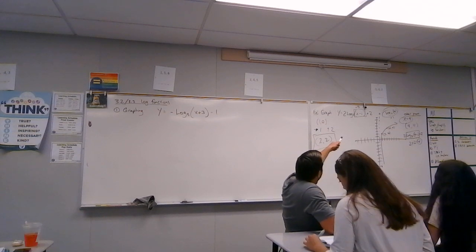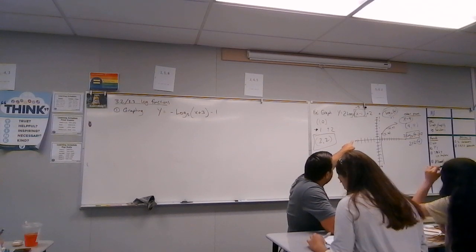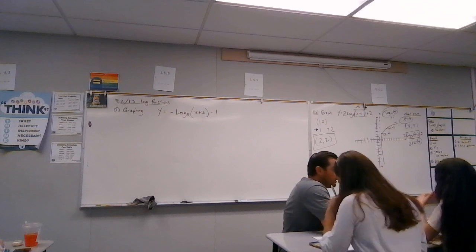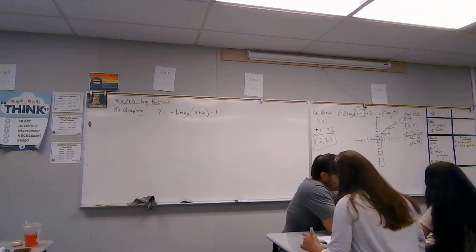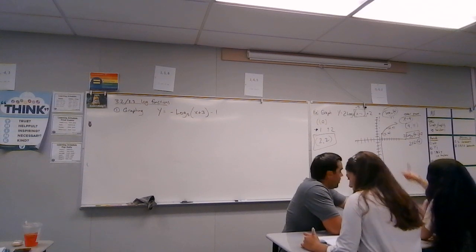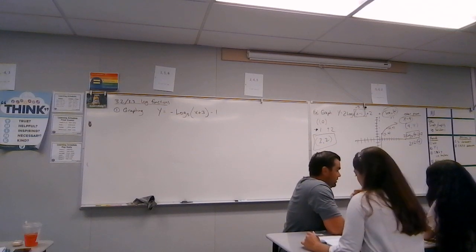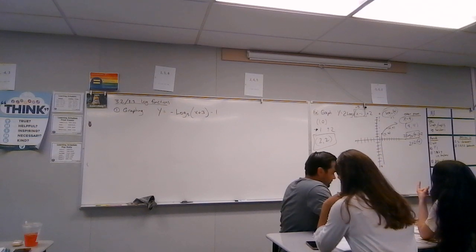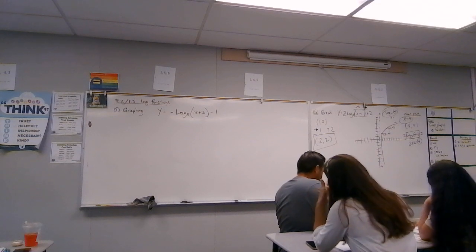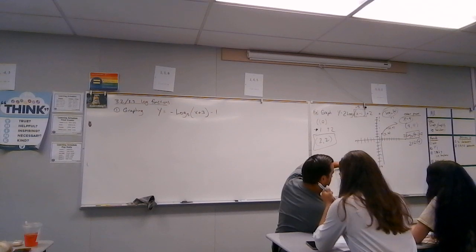The value inside the parentheses, that's going to tell you left or right. And then the coefficient on the end, that's going to tell you up or down. Wait, would you start here and then go to the left 3 and down 1? So that changes.